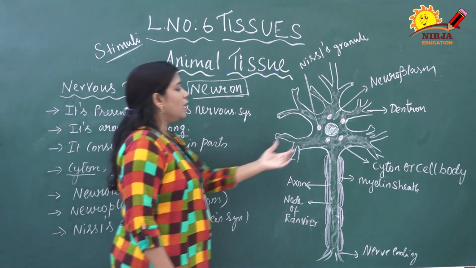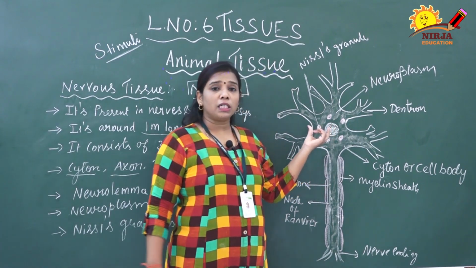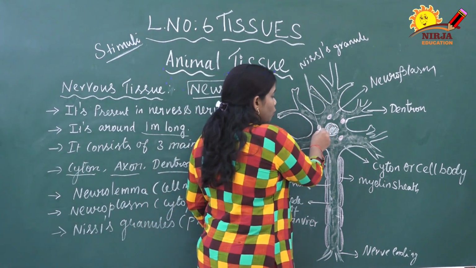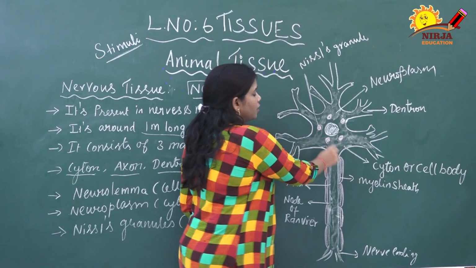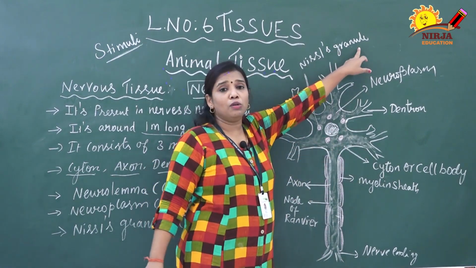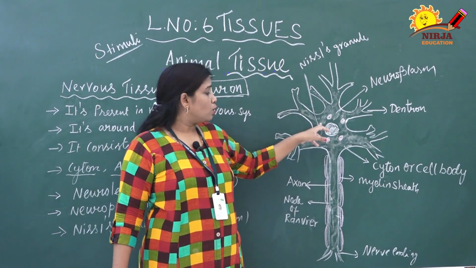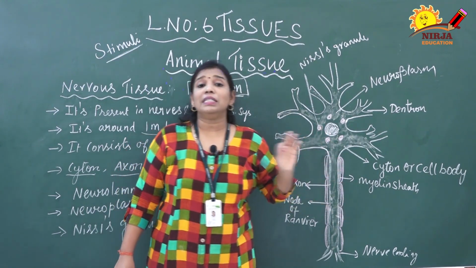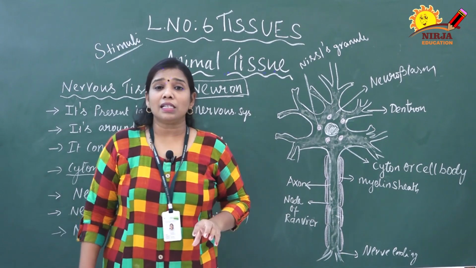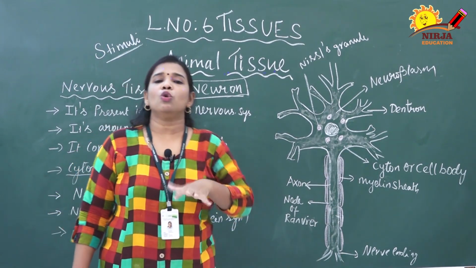If you see inside, a big large nucleus is present, and the pink colored small circles I drew here are called Nissl's granules. These Nissl's granules were discovered by the scientist Nissl, so they are also called Nissl's granules. These Nissl's granules are embedded in the neuroplasm.